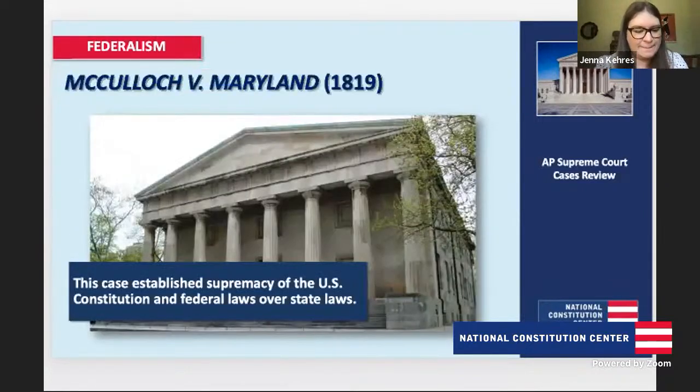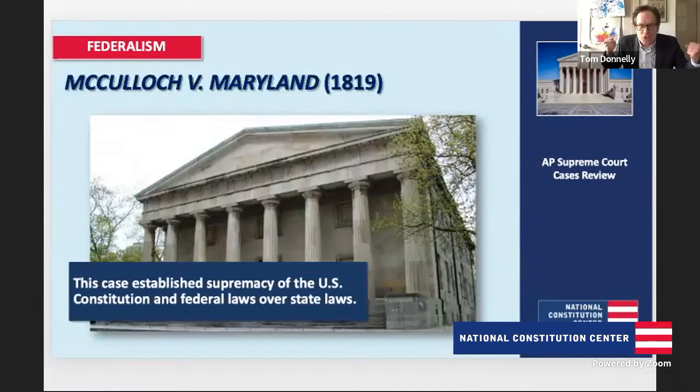What's important about it? These two cases together go to the powers of the national government. And so federalism is that division of power between the national government and the states. And McCulloch v. Maryland and United States v. Lopez are sort of two, you could look at them as two different holes in the powers granted to Congress.